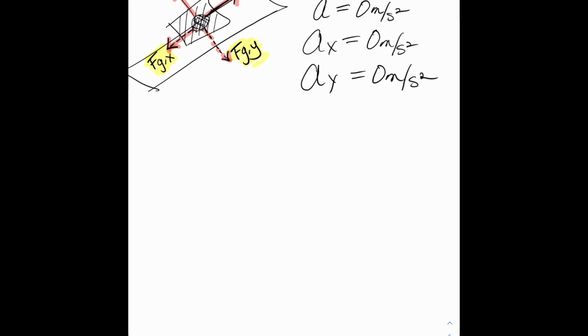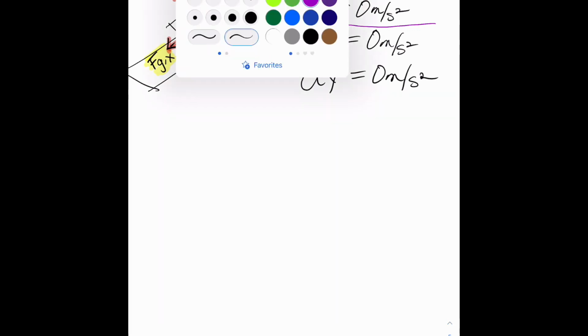Because I like to be a little more specific than just saying a equals 0, right? We like to say ax or ay, because sometimes that's not going to be true. Maybe ay will be 0, but the block will be speeding up down the ramp and we'll have an ax that is a number that is not 0. So sometimes this won't be true. So here are the 3 examples of equilibrium.